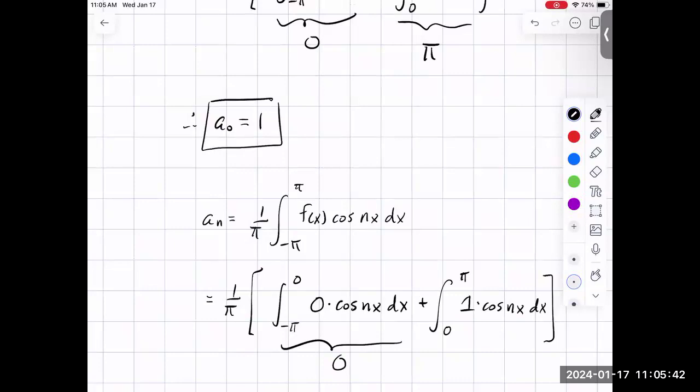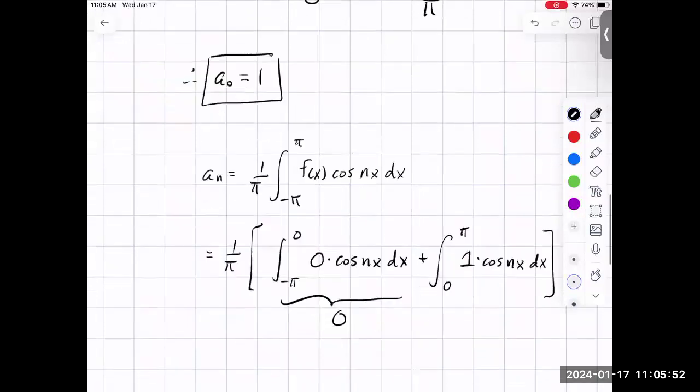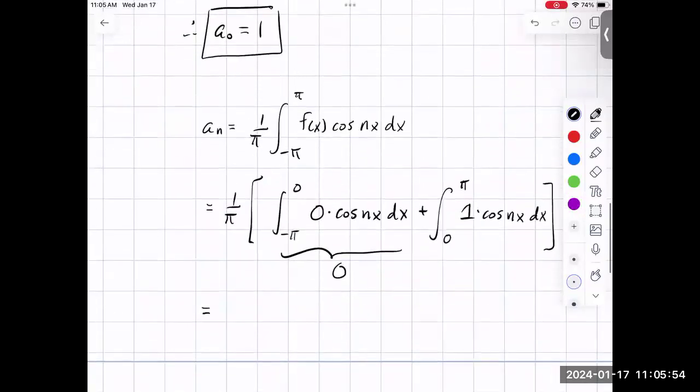Let's see if we can do this. Well, the cosine will integrate to the sine, and so we'll pick up a 1 over n from the integral. So this would be 1 over pi times n sine nx from 0 to pi. And so for this first example, let's just be detailed.